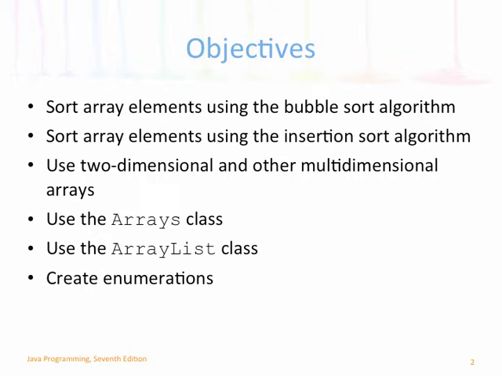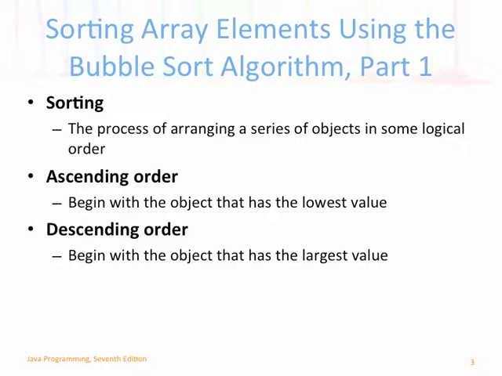We are not going to create enumerations. It's not part of our course objectives, and so we are going to skip the enumerations section of this chapter. Certainly feel free to go through it if that interests you, but it's not something we need to do for cis163aa. So let's look at sorting.